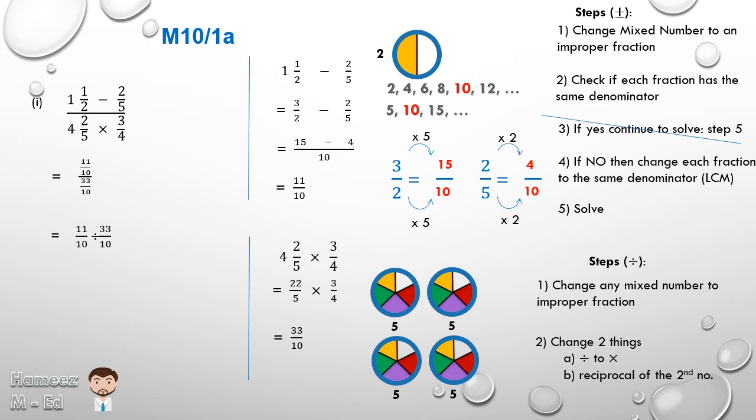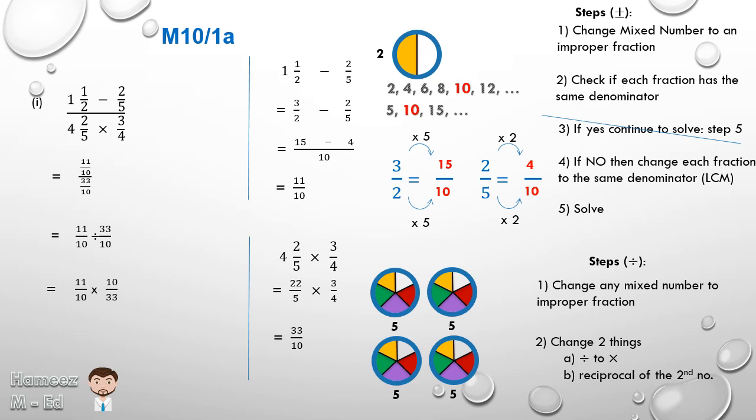First, change the division sign to multiplication, and then find the reciprocal of the second number. The reciprocal means to make the denominator the numerator and vice versa. Or we can say we just flip it. So 11 over 10 times 10 over 33.